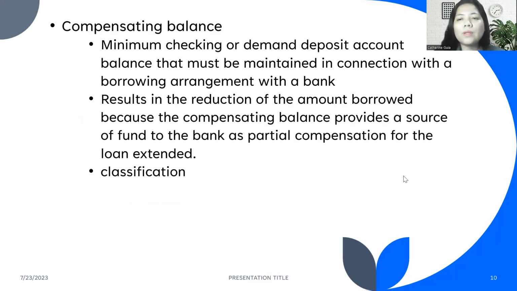So what does it mean? So the 1 million pesos that the entity will borrow will be reduced by an amount equivalent to the 10% agreed compensating balance. So it results in the reduction of the amount borrowed because the compensating balance provides a source of fund to the bank as partial compensation for the loan extended. So instead of receiving 1 million, the entity will receive net of 10% compensating balance. So 10% of 1 million is 100,000. So that's 900,000 pesos. Okay, that's the amount that will be received by the entity as a result of their borrowing arrangement.